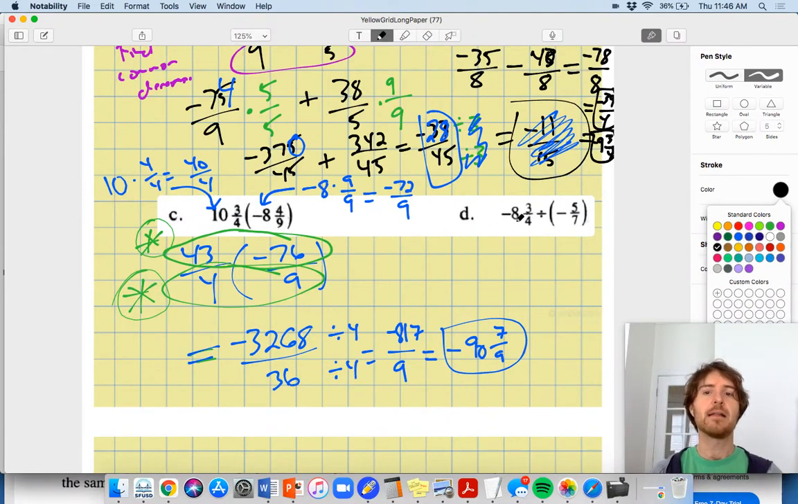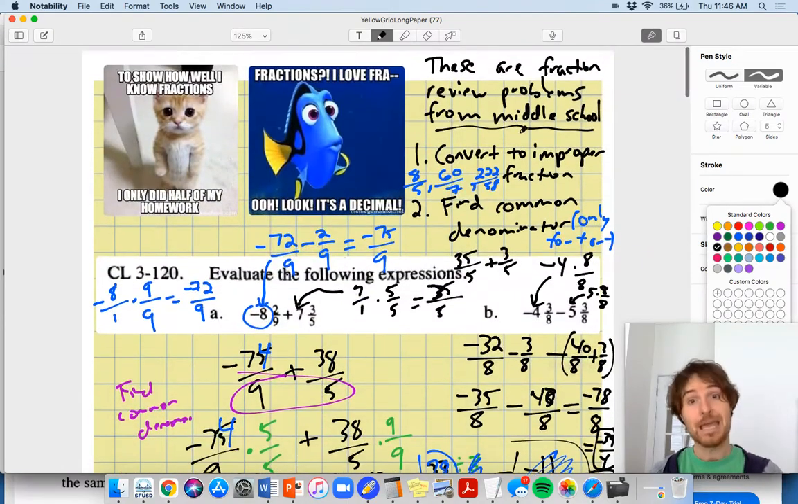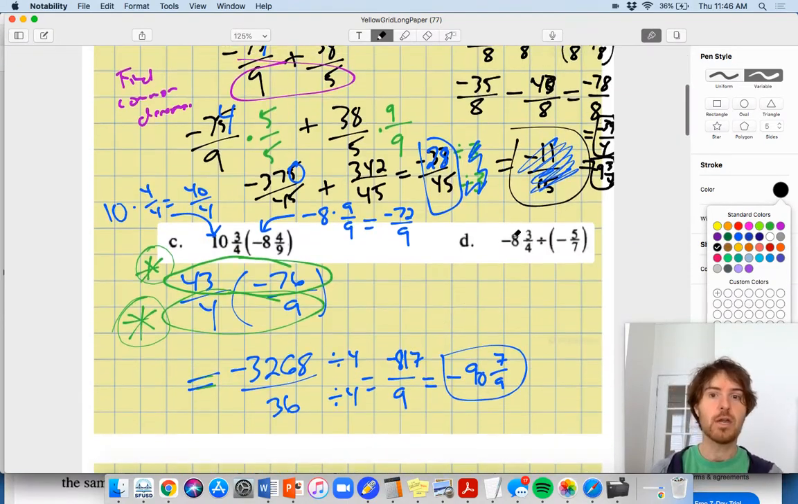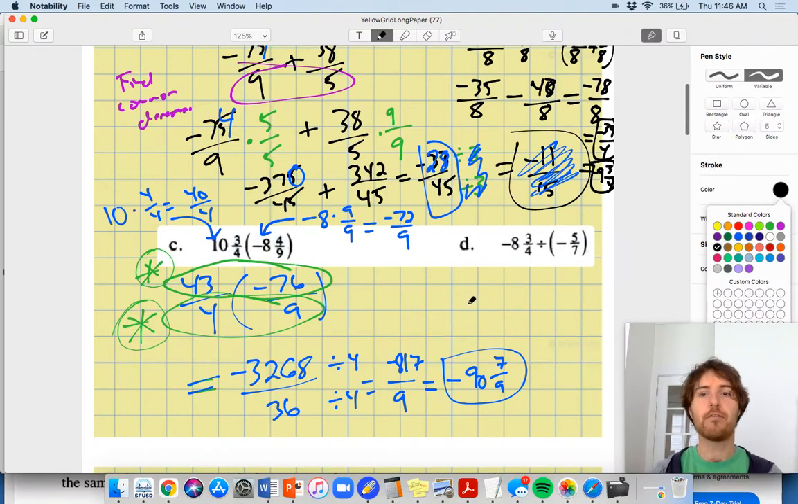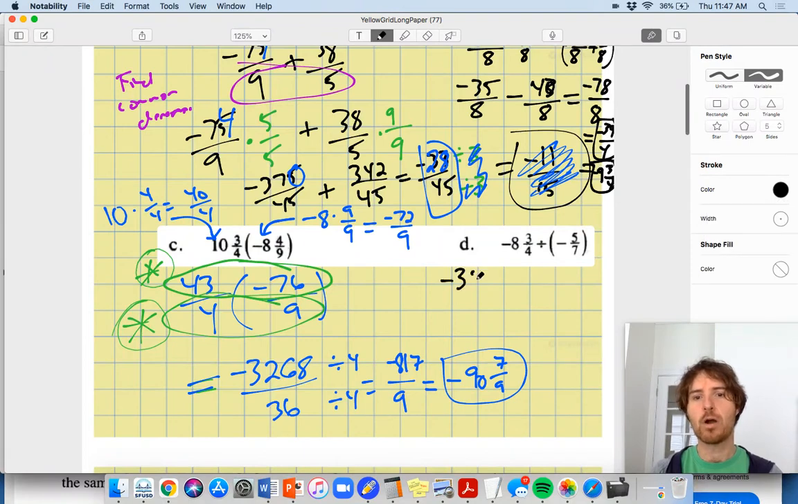Anyways, let's check it out here. -8 3/4. Okay, we do the same thing. Create an improper fraction. -8 times 4, well, that's 32. So -32 over 4, that'd be -8. -32, take away 3 more, -35 over 4. You see how I did that? Think about it for a second. You can do that in your head, maybe. -8 is just the same thing as -32 over 4. Got to go 3 beyond that, -35.